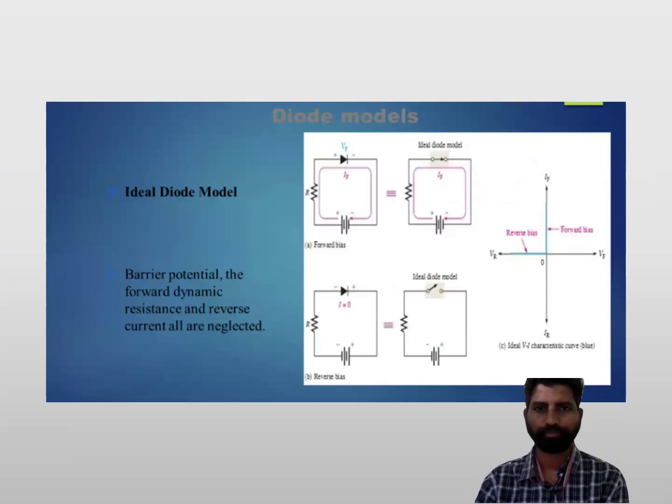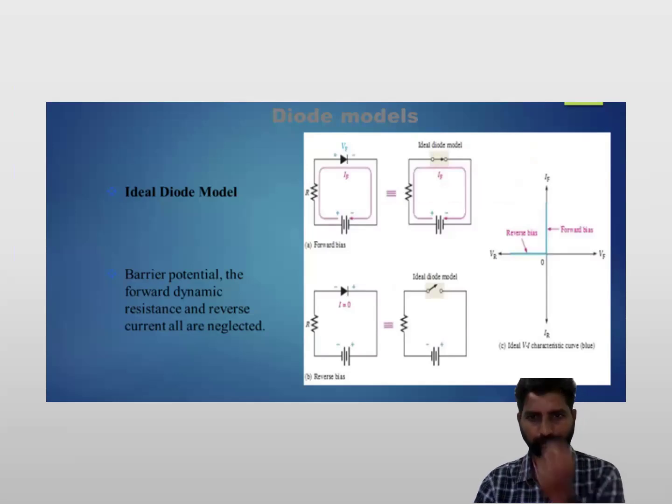So you can see the ideal diode model. When you apply a positive voltage, that is the forward bias condition, the diode will be shorted so that whatever voltage we applied will go to the load resistance. For the reverse bias condition, you can see the negative terminal is connected to the anode and the positive terminal is connected to the cathode. When you apply this reverse bias condition, the diode will act as an open circuit so that the current will be zero.